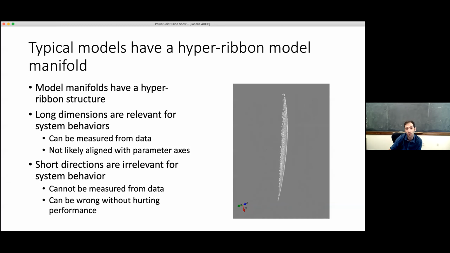And remember that long dimensions are relevant for systems behavior, so they could be measured from data. And they're not likely aligned with the bare parameter axes. And short directions, which this model has one of, but a higher parameter model would have many of, can't be measured from data. And conversely, they could be wrong without hurting the performance of your model.